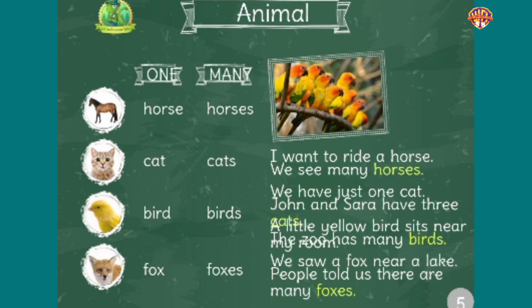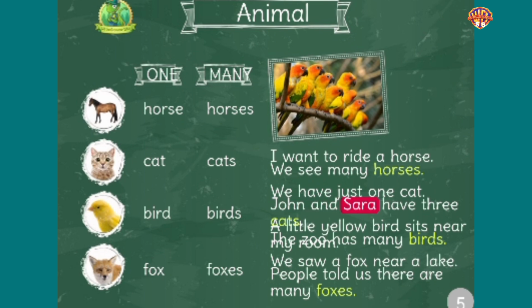Animal. One, many. One horse. Many horses. One cat. Many cats. One bird. Many birds. One fox. Many foxes. I want to ride a horse. We see many horses. We have just one cat.